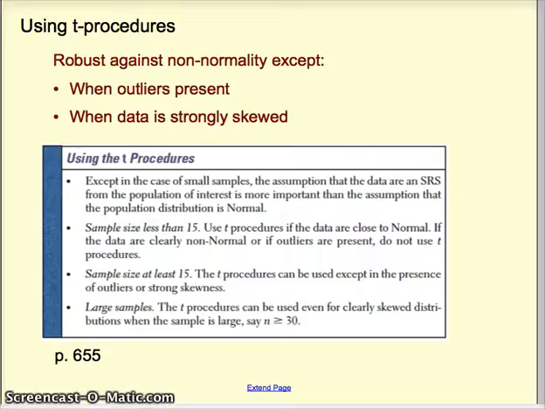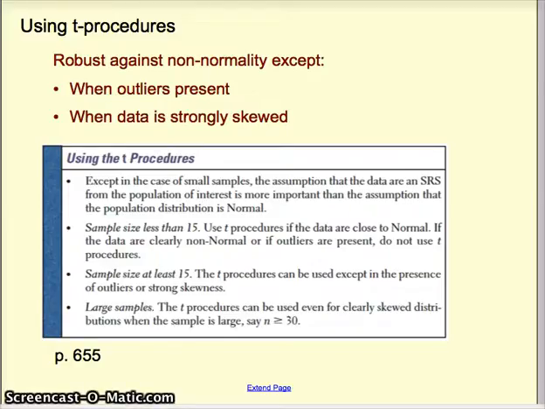Lastly here, a reminder, when you use t procedures overall, we have to be careful about sample size and skewness related to that. So the t procedures are robust against non-normality to a degree, except when outliers are present or when the data is strongly skewed. So they're robust for slight skewness, but not for a situation where there are outliers or a lot of skew. And recall that if something is robust, that means the findings, the outcomes, the calculations don't change as a function of heavy skewness or outliers.